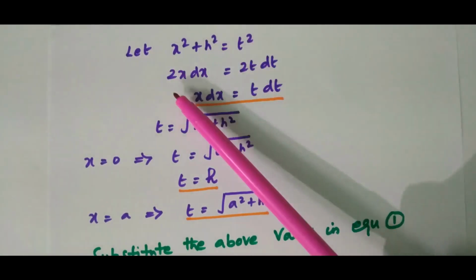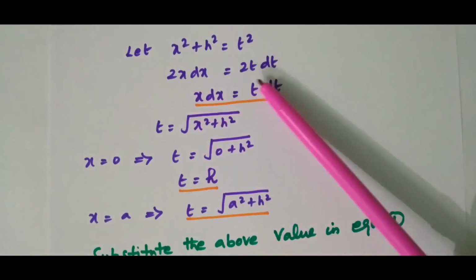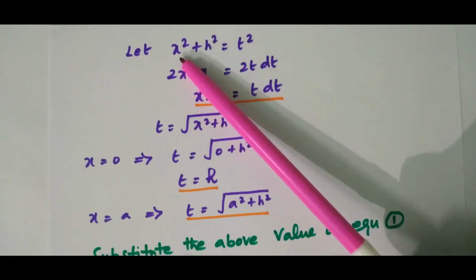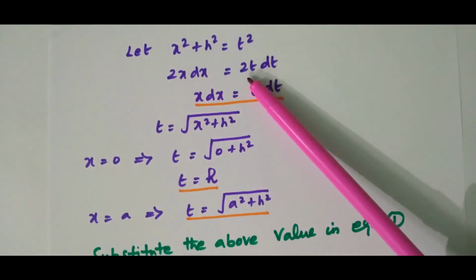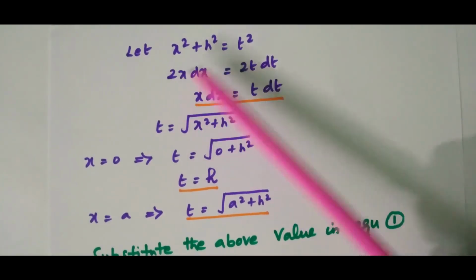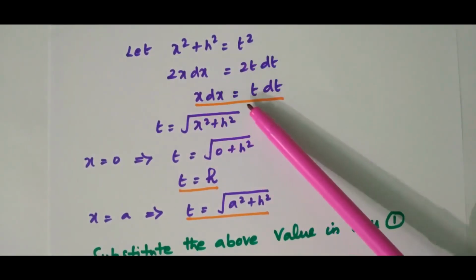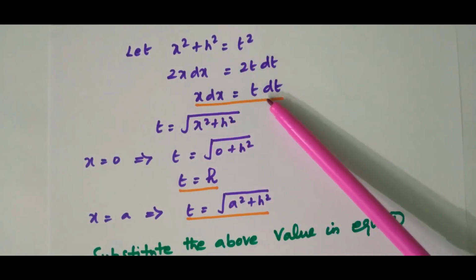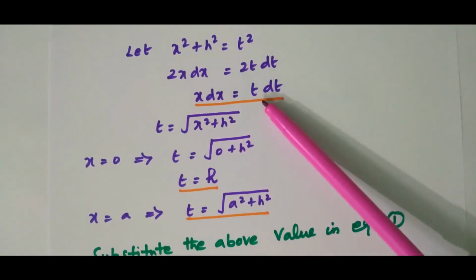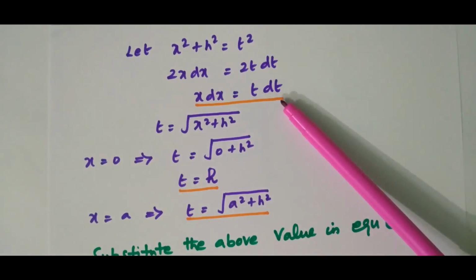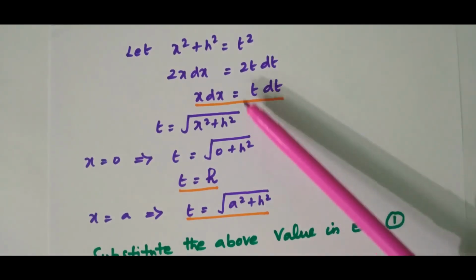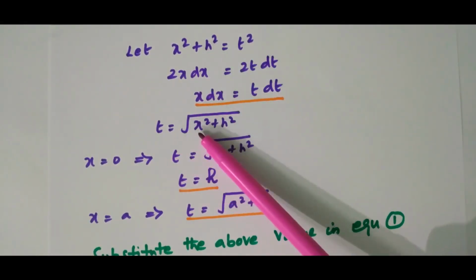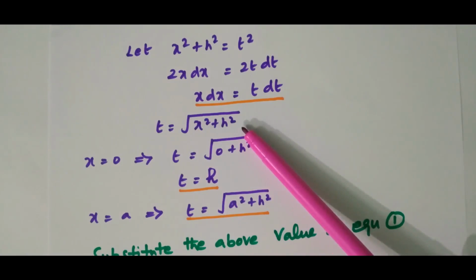So x square plus h square equal to t square. Differentiating on both sides, 2x dx equal to 2t dt. This h is constant, so we only have 2x dx equal to 2t dt. The 2 gets cancelled, so x dx equal to t dt. So x dx can be substituted with t dt. From this, t square is this value, so t equal to square root of x square plus h square.